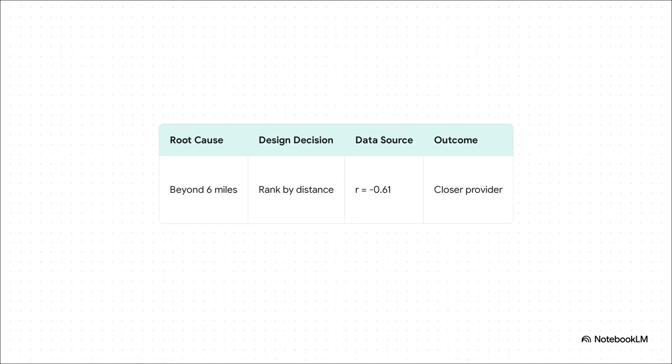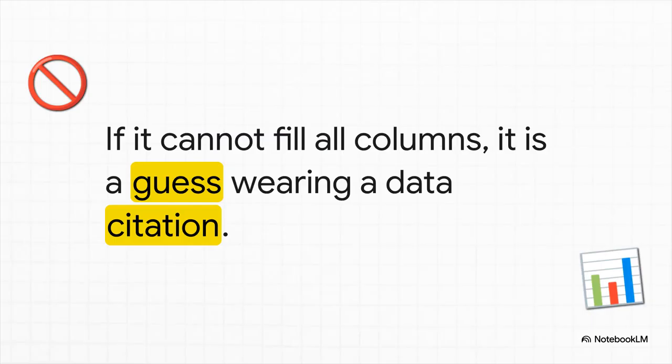Now, what's the exact data source validating this? It's the distance field showing a negative 0.61 correlation. And the expected outcome? Residents choose a closer, cheaper provider. It is literally a chain of logic. It perfectly connects the problem, the method, and the outcome into one unbreakable, testable chain. Look, I'll be blunt. If you have a feature in your prototype that cannot fill all 4 of these columns, then it isn't evidence-based yet. It is just a guess wearing a data citation.